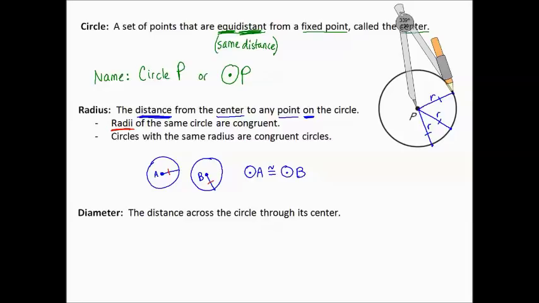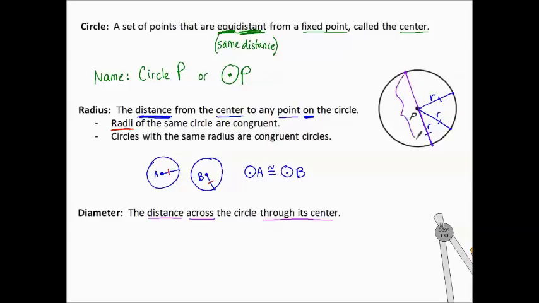The diameter of a circle is defined as the distance across the circle through its center. So how could we draw that in this picture? If I go from this point on the circle and extend through the center all the way to the other side, this is the diameter. Usually we label diameter with D, the distance across the circle. Notice that it includes one radius and another radius.